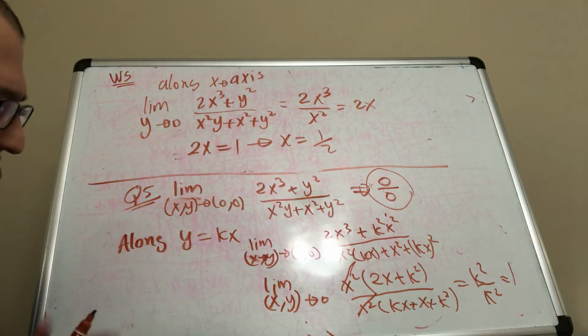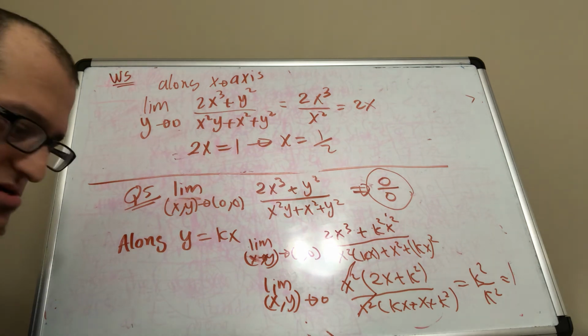You don't have to show that extra step, but this is how you approach the limit question.